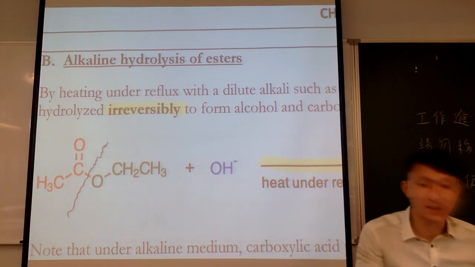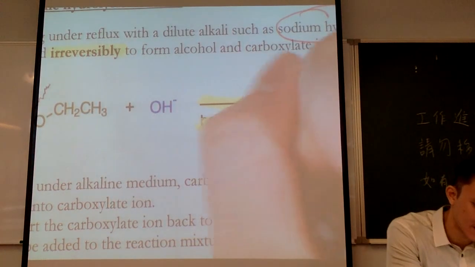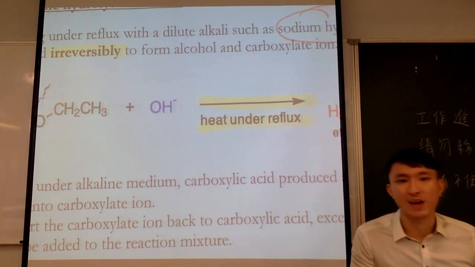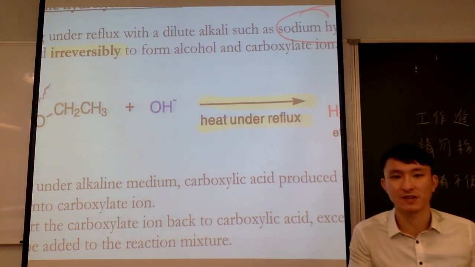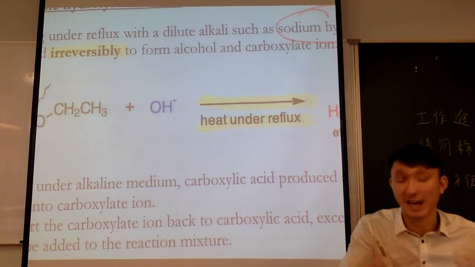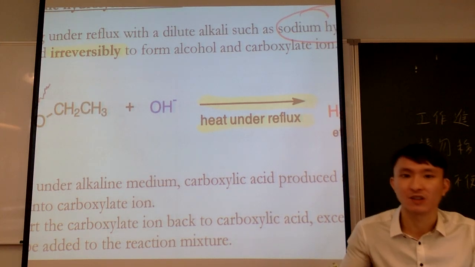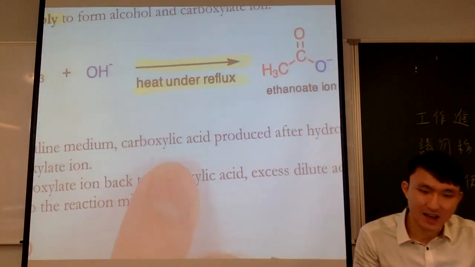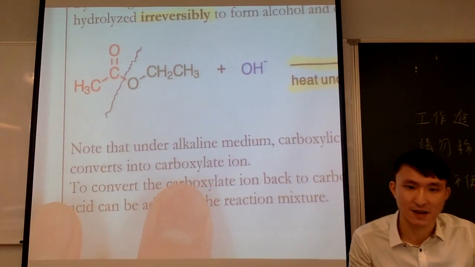Something that is similar is that for both acid and alkaline hydrolysis we must heat under reflux to speed up the reaction, especially when ester and water are not particularly miscible with one another. That's why we heat under reflux, to increase the contact between the ester and the aqueous solution of sodium hydroxide or sulfuric acid. Now here, under alkaline medium, the carboxylic acid produced after hydrolysis immediately converts into carboxylic ion.